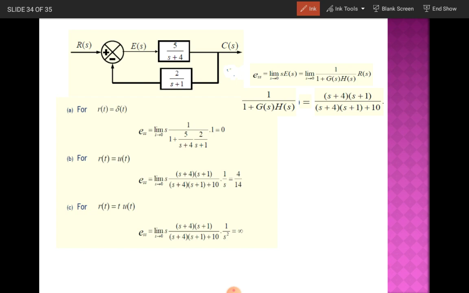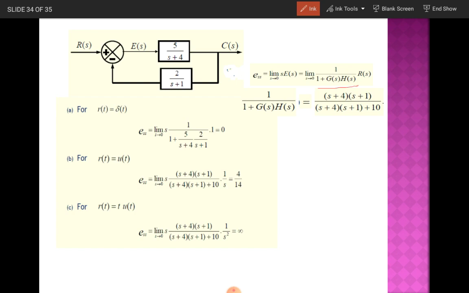First, we write the formula, that is the steady state error expression: limit s tends to 0 of s into E of s. We can replace E of s, we know it is R of s divided by 1 plus G of s H of s. Then you find what is 1 divided by 1 plus G of s H of s from the given problem, by multiplying these two.